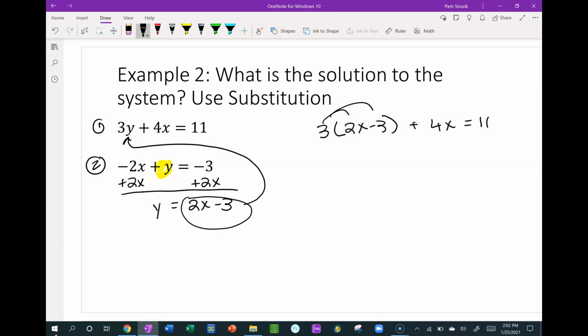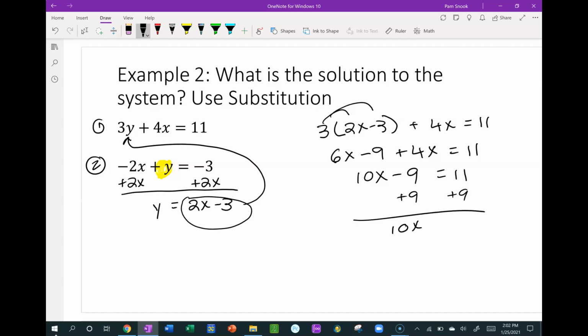I'm going to distribute: 6x minus 9 plus 4x equals 11. Let's combine like terms. So I have 10x minus 9 equals 11. Then I'm going to add 9 to both sides. I get 10x equals 20. Divide both sides by 10. And x equals 2. So I got my first answer. I got 2.